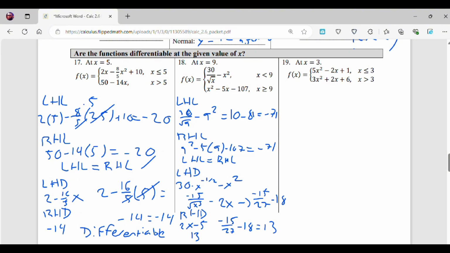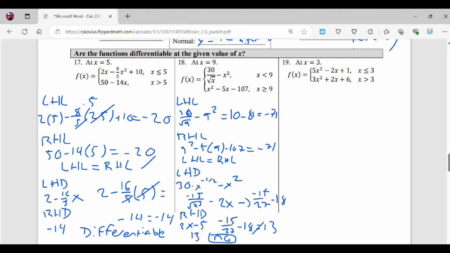And as you can see, this is not equal to that. You can move the 18 to the other side if you're not sure about that, but negative 15 over 27 does not equal 13. And so, no, this is not differentiable. Okay, last one, 19. Here we go.